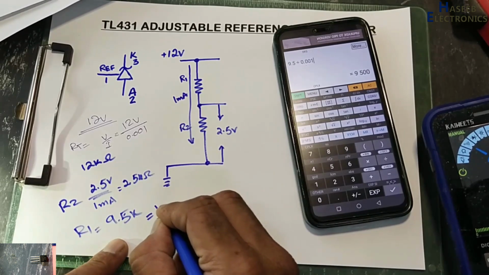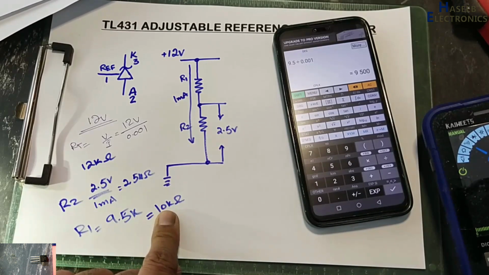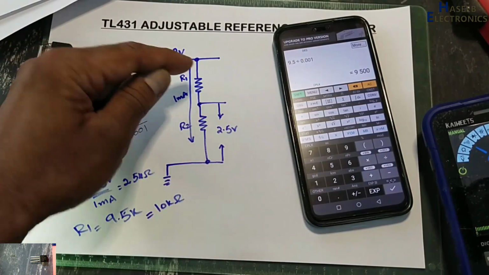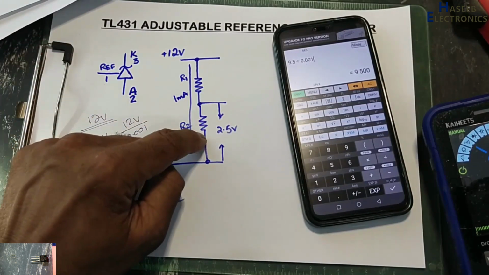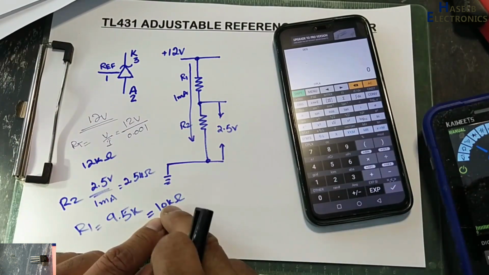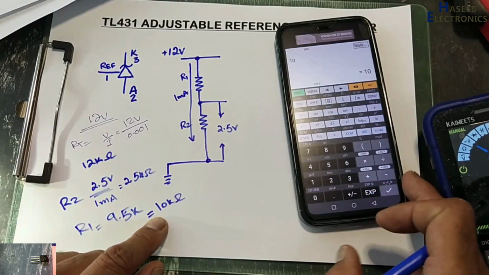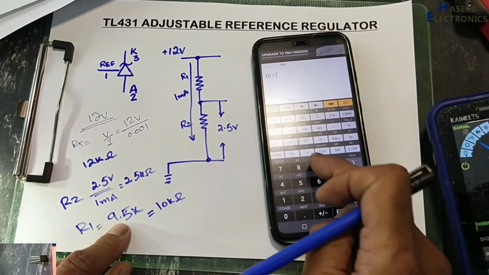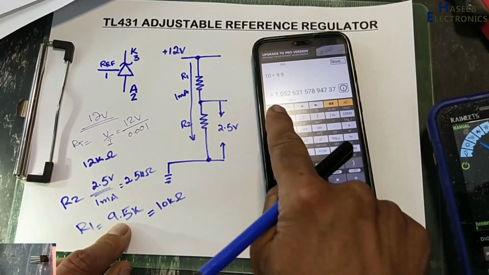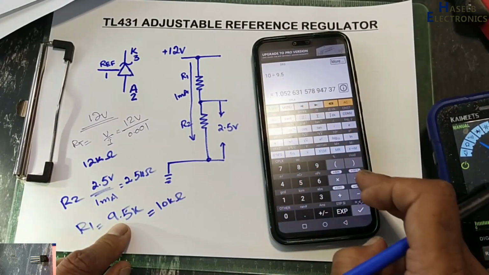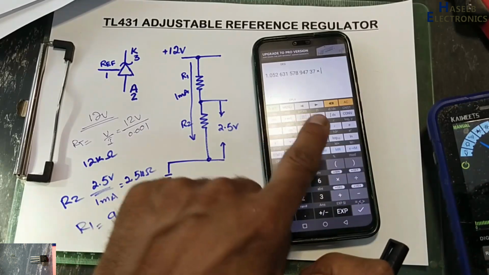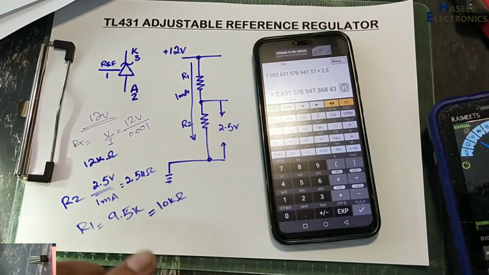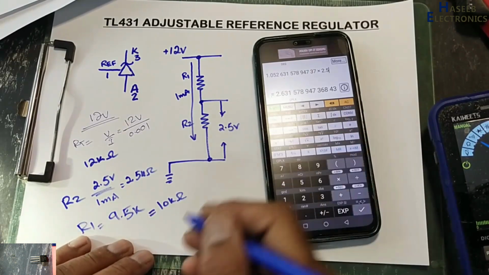We will select 10 kilo ohm. If we select 10K, that means more voltage will drop here. We need to readjust the value of this resistor. Now we selected 10K, 10 divided by 9.5K, that is the calculated value. It is 1.05. We will multiply this value with this resistor to bring the new value. It is 2.631.